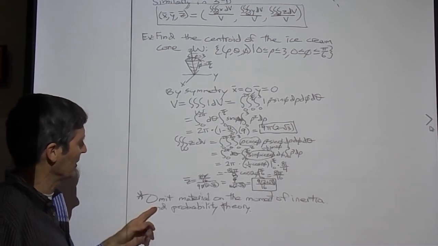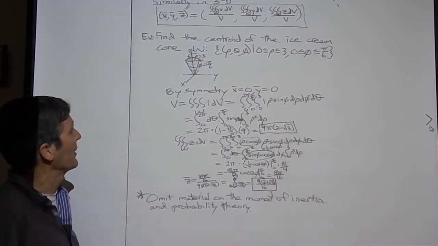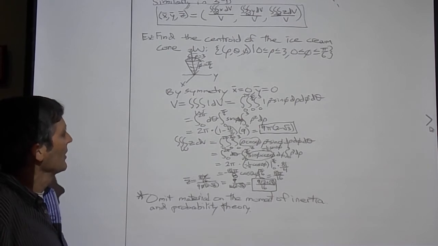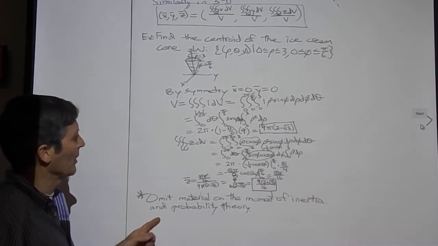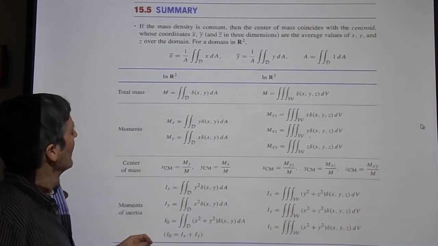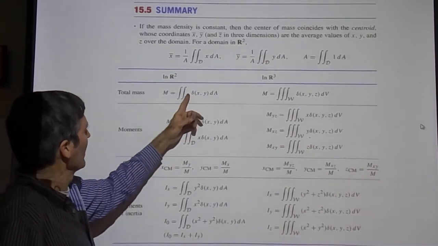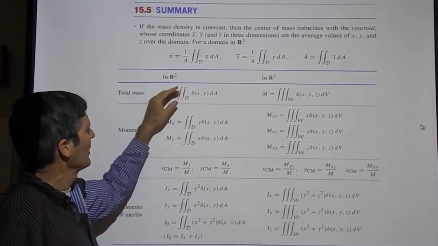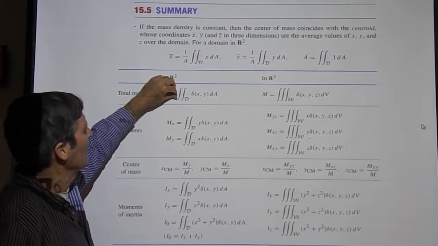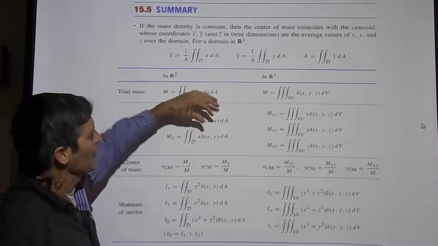Well, there's a little material at the end that's kind of interesting on probability theory. For instance, let's go one more page here. The double integral of delta over a region where delta is a probability density function gives you the probability of finding something under a probability surface.